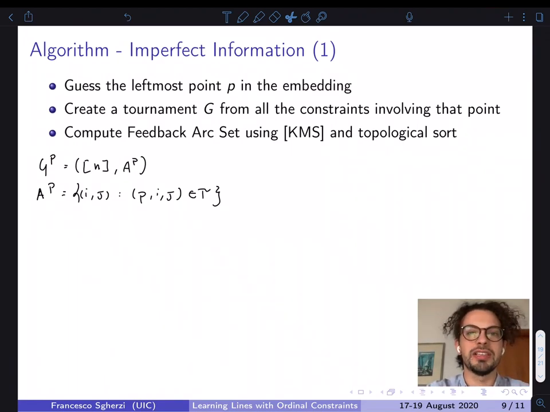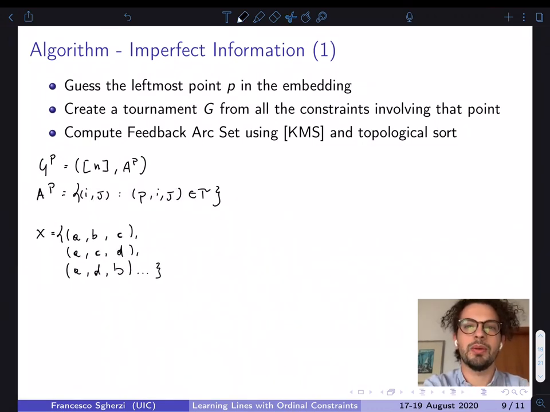The rationale of these steps is the following. If I guess the leftmost point correctly, it will only be involved in a small number of violations, and therefore, by creating a tournament and doing the feedback arc set, we would remove all those backward edges that imply a violation of the constraints.